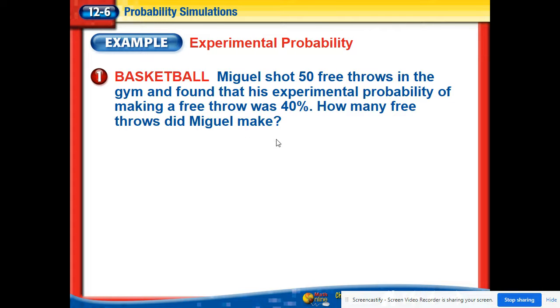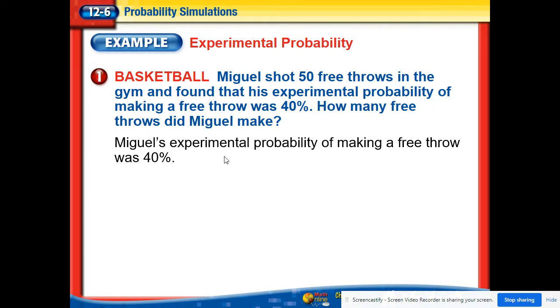So Miguel shot 50 free throws in the gym and found that his experimental probability of making a free throw was 40%. It's not necessarily very good. How many free throws did he make? So by shooting that 50, it comes out of the theoretical and becomes an experimental. We know what happens. Maybe he thought he was going to shoot 50%, but in reality, he only shot 40.